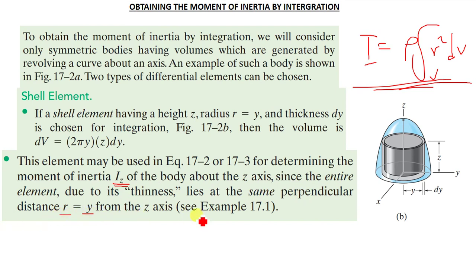Since the entire element, due to its thinness, lies at the same perpendicular distance r, which is equal to y, from the z-axis. You can either choose the shell element or the disk element. On the next page, you choose the disk element in order to find the moment of inertia I. But when you are using the disk element, you do not use this formula. I'll show you what to use.